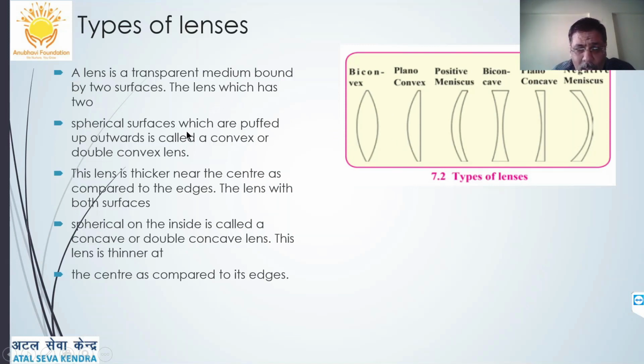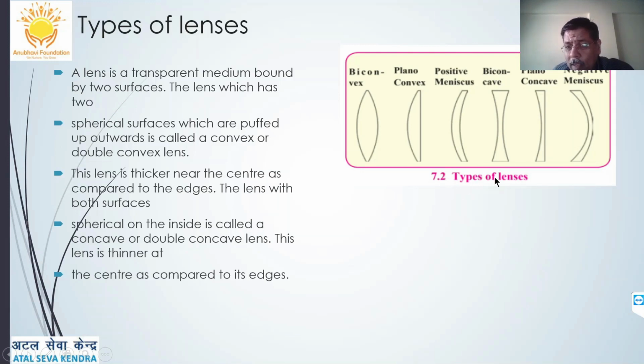The lens which has two spherical surfaces which are pulled outwards this way, okay, or they are swollen like this, is called a convex or a double convex lens. This lens is thicker near the center and thinner at the edges. That is called a biconvex lens. Okay, the lens with both the spherical surfaces inward, example is this, that is a biconcave lens or a double concave lens. This lens is thinner at the center as compared to its edges.